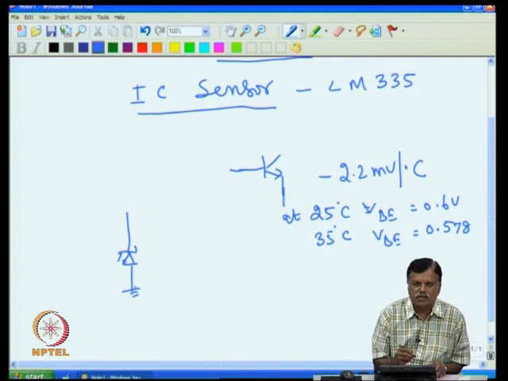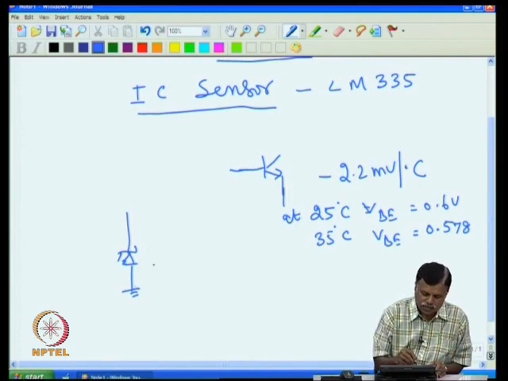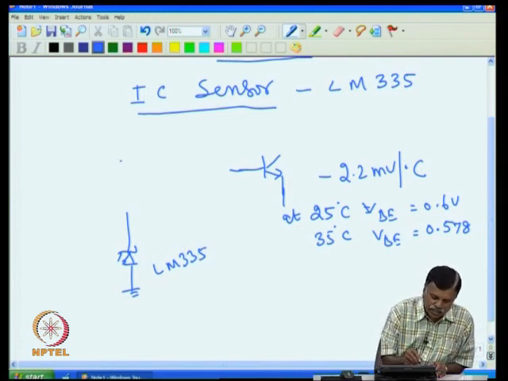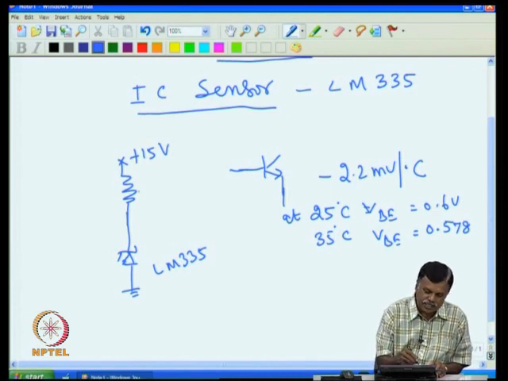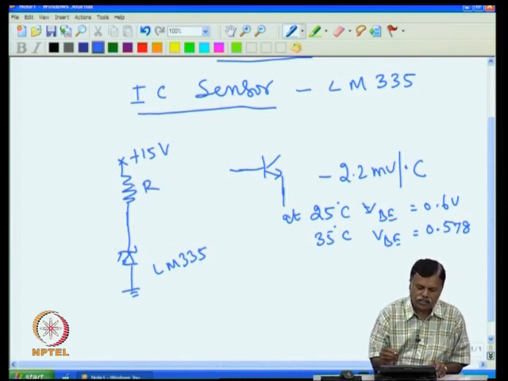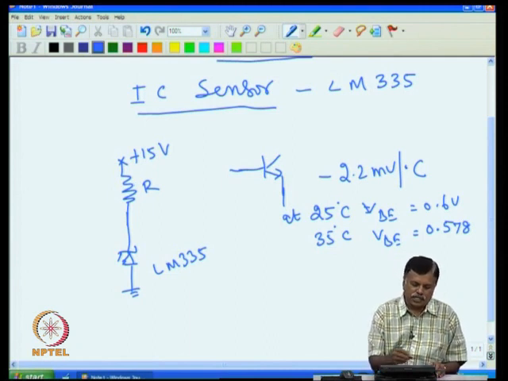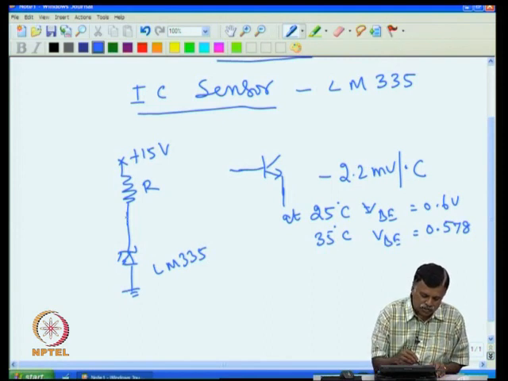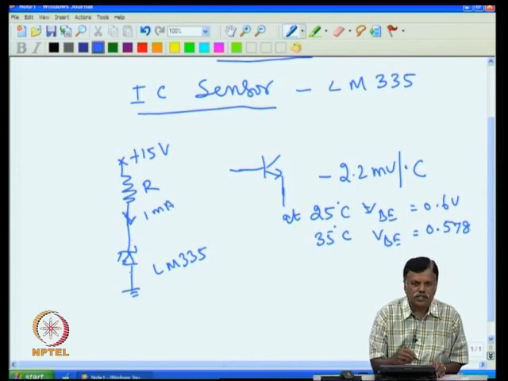Now, to use it as a temperature sensor, I have to pass a current through this. That current should be a minimum of 1 milliampere. So, how will I pass the current? I connect a resistance, connected, for example, to a plus 15 volt supply. Then I select this resistance R such that the current flowing through this is 1 milliampere. We have to make sure that 1 milliampere current flows through it all the time. Only then does the sensor work properly.